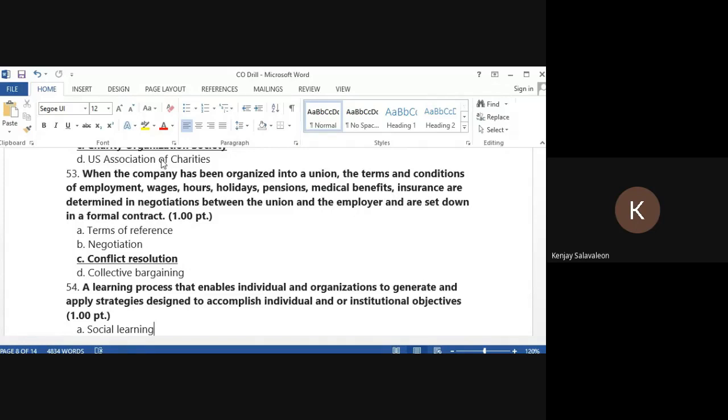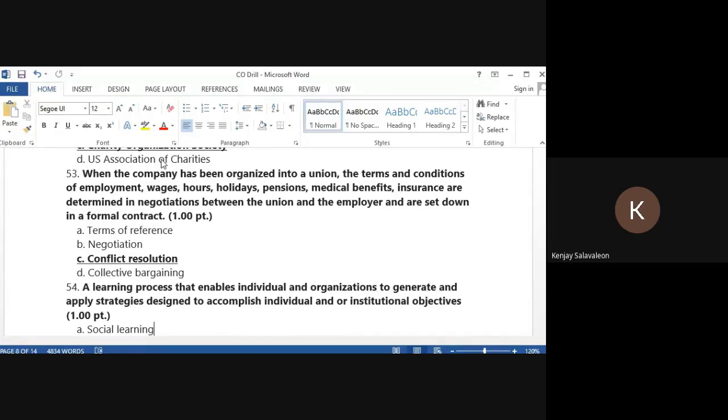I'm not satisfied with the key answer. I think the correct answer for this is terms of reference. Because all of the wages, hours, holidays, pensions, medical benefits, insurances are determined by the existing policy of the government. Therefore, terms of reference should be followed by the employees, as written in the formal contract. I think the correct answer here is terms of reference, not conflict resolution. It could not be negotiated because it is statutory. You get what I mean? So it cannot be negotiated because it is obliged to be provided by the employer.